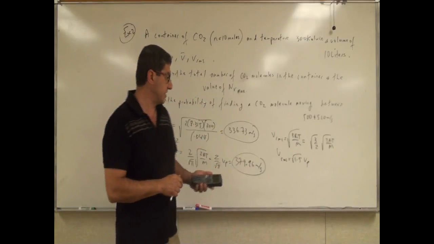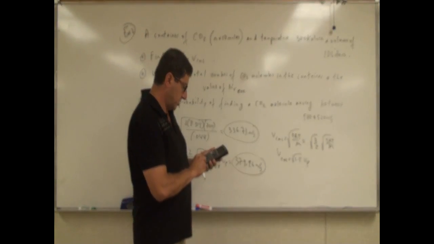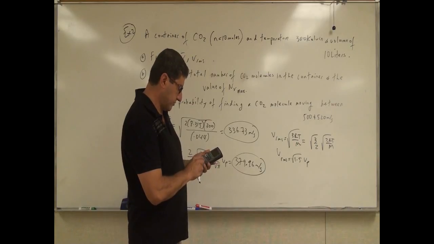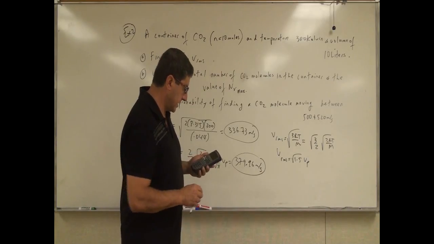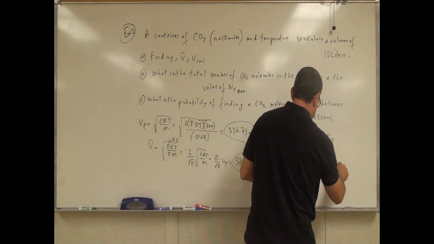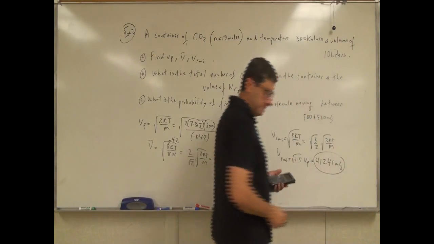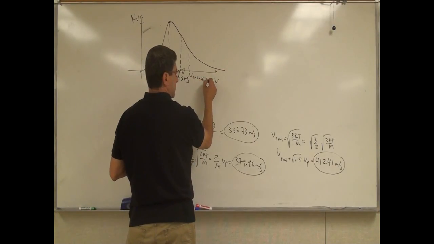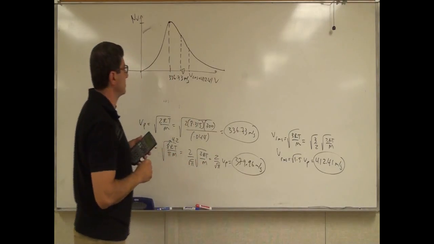So then you just do whatever the VP you got, 336.73 times 1.5 to the power 0.5, and that gives you 412.41 meters per second. So the root mean square speed is 412.41 meters per second, right?